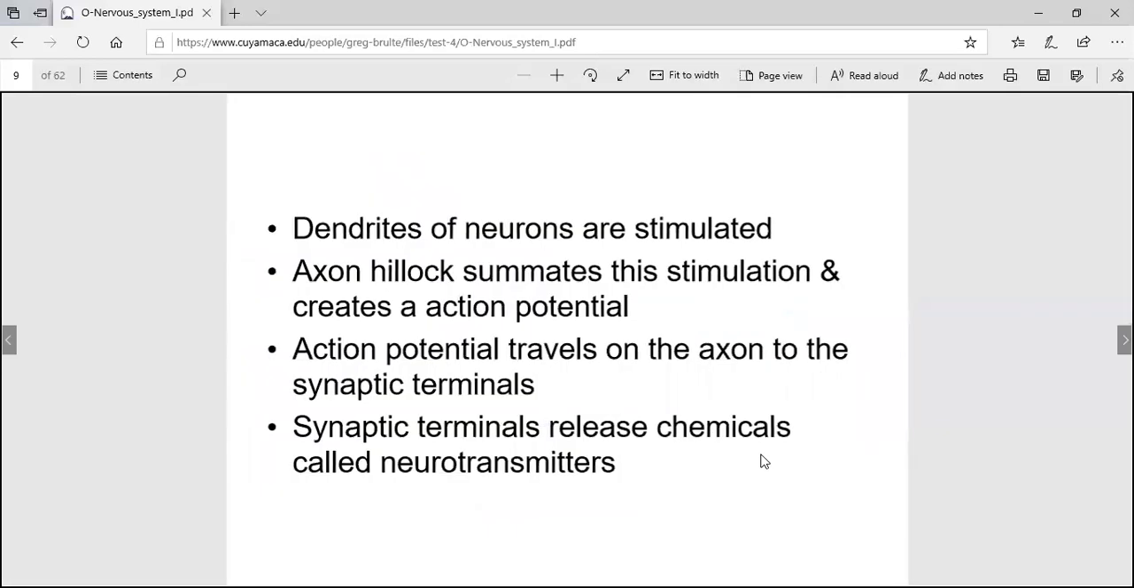So dendrites, this is everything we just said. The dendrites are stimulated. The axon hillock looks like a little calculator. It sums it all up. And if you hit threshold, boom, there goes your signal, 300 miles an hour maybe, down to the synaptic terminals, and there you put out your neurotransmitter. You guys only know one neurotransmitter right now. That's acetylcholine. But there's plenty more neurotransmitters. Okay?